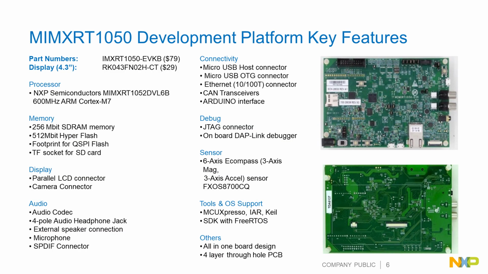Let me jump to the EVK here. So the EVK is available today. It sells for just under $80, so $79 resale through our distributors or nxp.com. There's an option to buy a separate display that's available for just under $30. With this EVK, you'll see that we are running the 1052 consumer temp at 600 megahertz on the EVK.